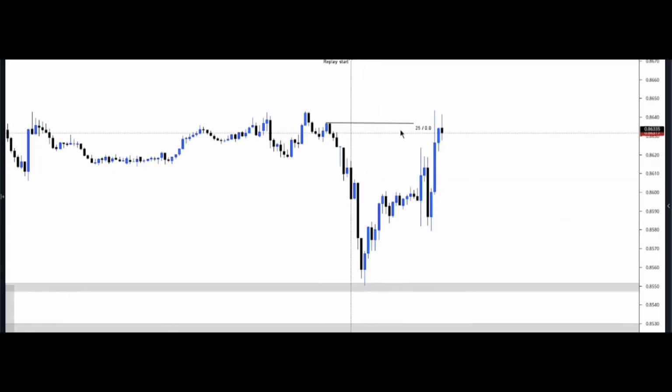Okay, so as you can see, price took it out with a candle wick. Now, when it took it out with this candle wick, this is the high. Where is our inducement here in the market? Well, this is our inducement.